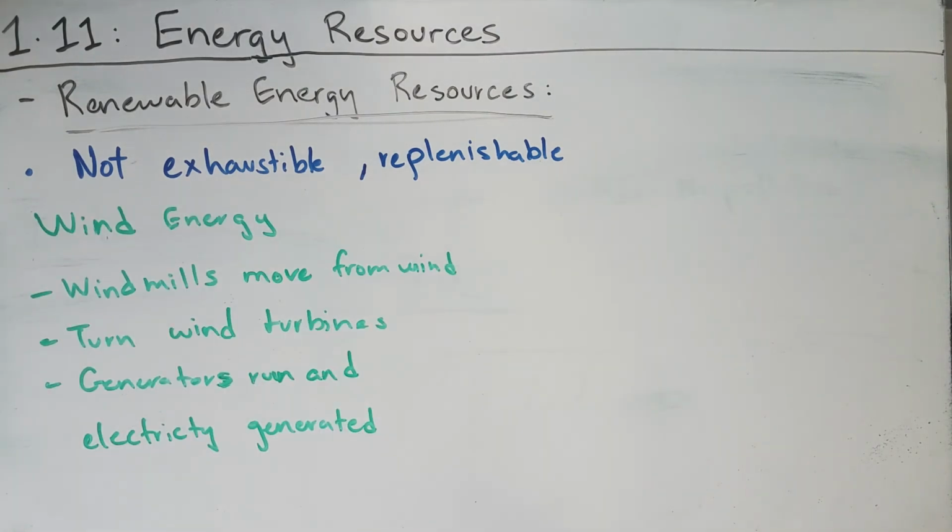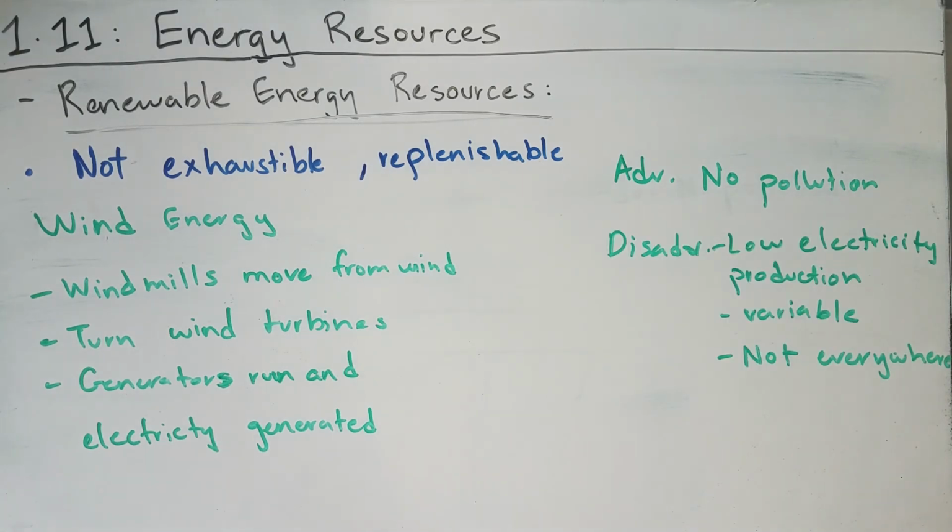Another renewable resource is wind energy, in which windmills are moved by the wind. The turning turbines make the generators work and electricity is generated. The advantage is that wind energy is renewable and there's also no pollution. However, the disadvantage is that wind turbines produce a low amount of electricity, so you need to have a lot of land and a lot of windmills if you want to produce enough electricity.